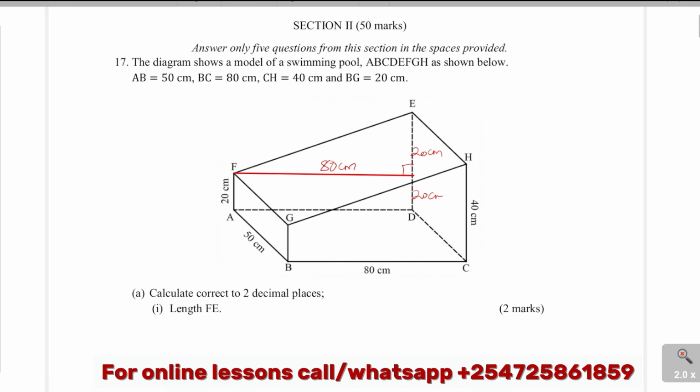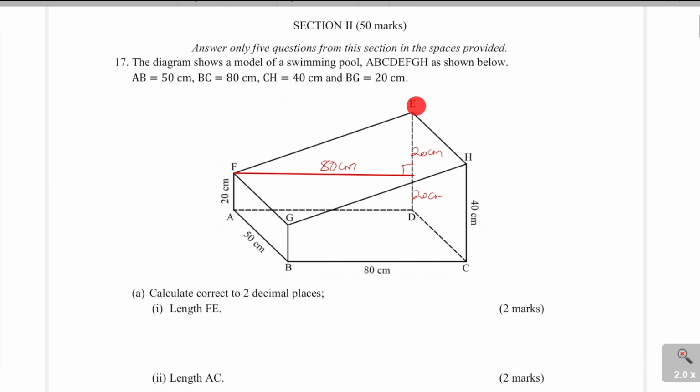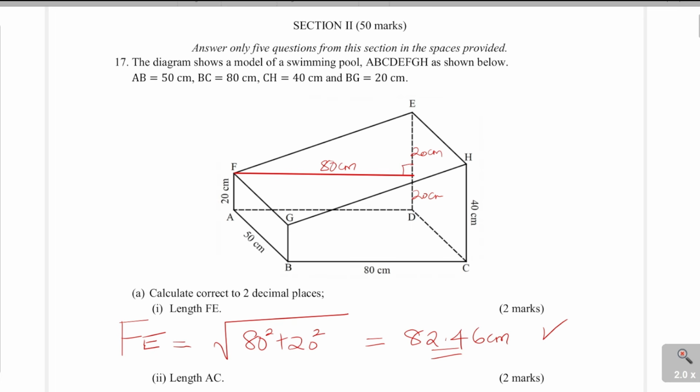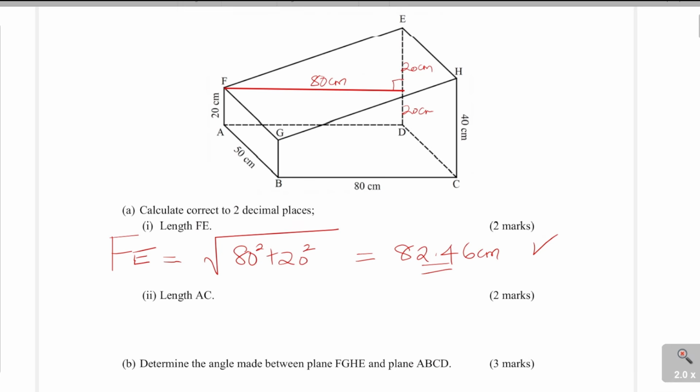So you can see now we have a right angle triangle, and we'll be able to use Pythagoras theorem to get FE. FE is the hypotenuse. So FE using Pythagoras theorem will be given by the square root of 80 squared plus 20 squared. When you use your calculator, you'll get, correct to two decimal places, 82.46 centimeters. That is part 1. We go to part 2, the length AC.